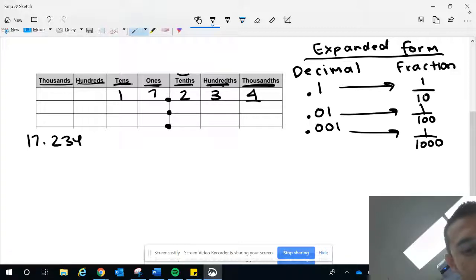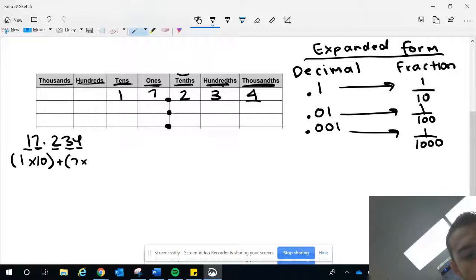Now, in expanded form, I'm pretty much decomposing the numbers. I'm pulling them apart. I'm expanding it, right? And I'm going to put them in parentheses. I'm going to look at my ones. I'm going to pull out each individual number and multiply it by whatever place value it's in. So my 1 is in my tens, right? Perfect. I'm going to add it. And my 7, what is my 7 in? It's in the ones, so I'm going to multiply it by 1. I'm going to add. Now I have 2. What place value spot is my 2 in? It's 1/10.